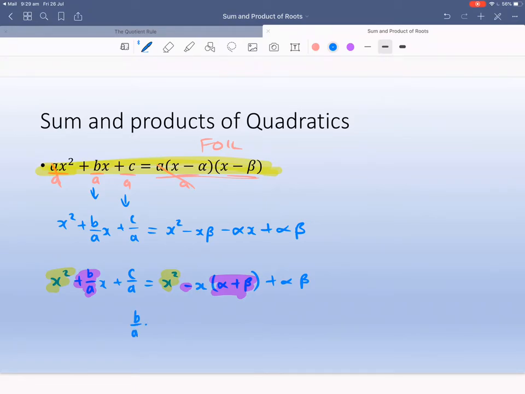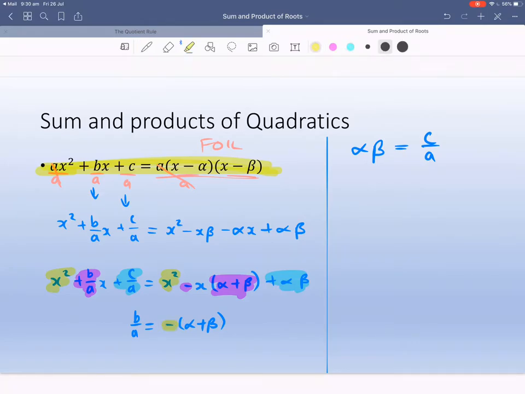B over A equals minus alpha plus beta. Okay. Now let's keep going. So that means that the constant here is equal to this. So that means that alpha beta is equal to C over A. Okay. And in actual fact, that is the sum and product of roots, except I have to move this negative to the other side. So I've got alpha plus beta equals negative B over A.